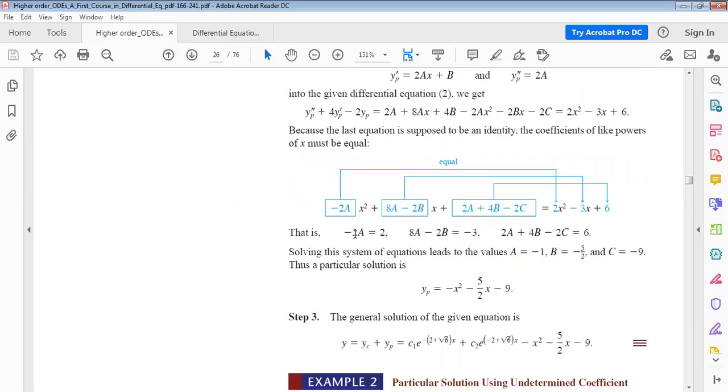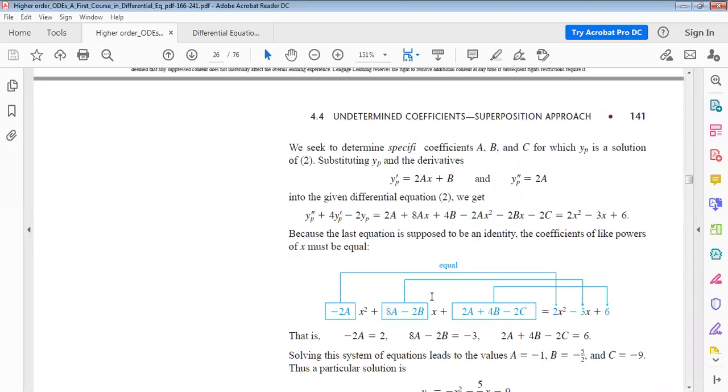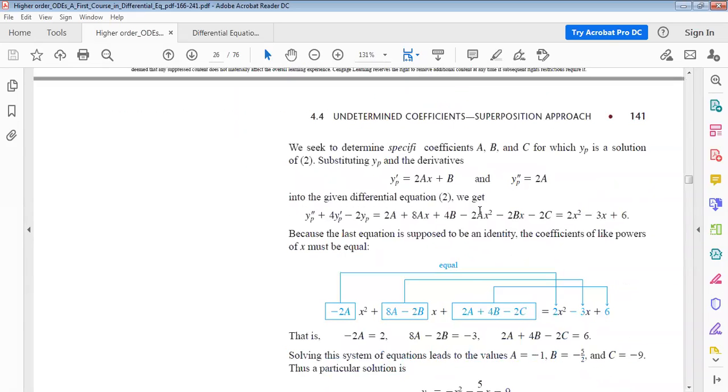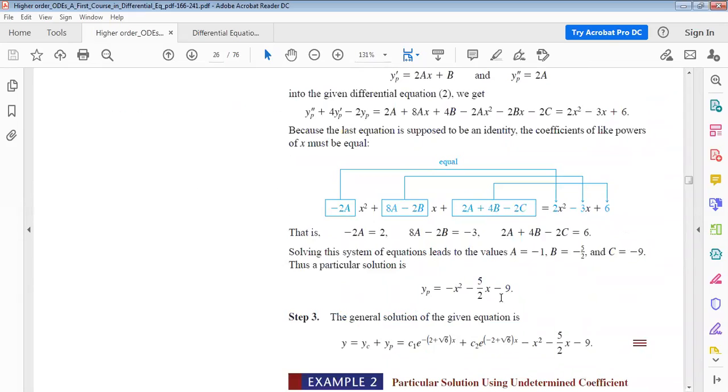Okay, we get this. Now solving for a, b, c, we get a equals to minus 1. And b, putting a equals to minus 1 here, we get b. Now putting a and b in this equation, we get the value of c. So at last, solving this system of equations leads to a equals to minus 1, b equals to minus 5 by 2, and c equals to minus 9. So yp means particular integral. We have considered this, just putting a, b, c, and we get the particular integral is this.